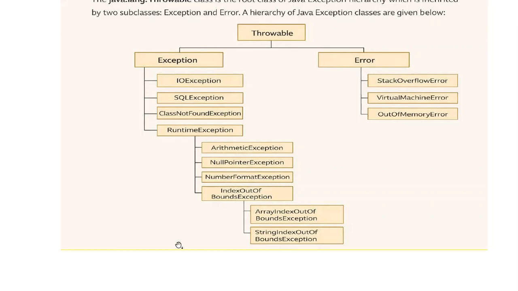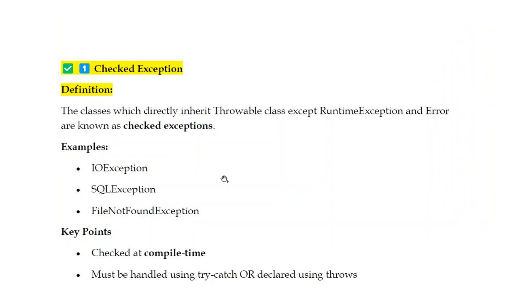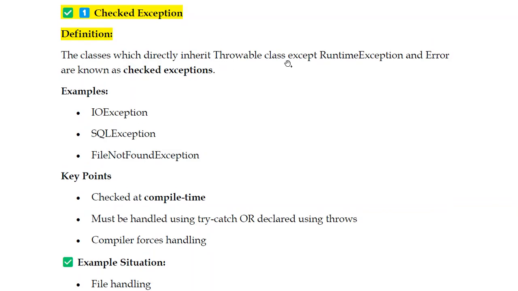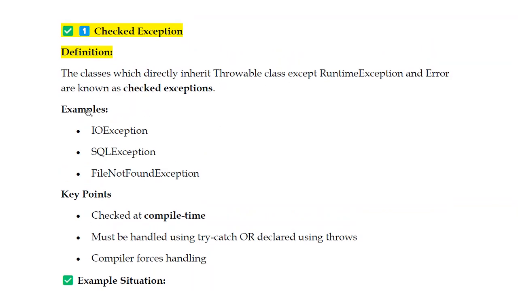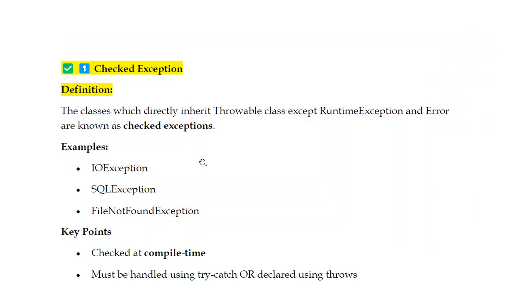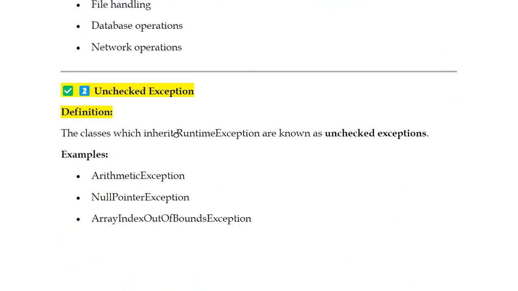Okay, we'll discuss the real time examples. Now just try to understand: all these four types of exception come under the unchecked exception because they are checked at runtime, not compile time. But IOException and ClassNotFoundException come under the checked exception category. The classes which directly inherit the Throwable class, except RuntimeException and Error, are known as checked exceptions. Except for these, runtime and error, the remaining ones are called checked exceptions.